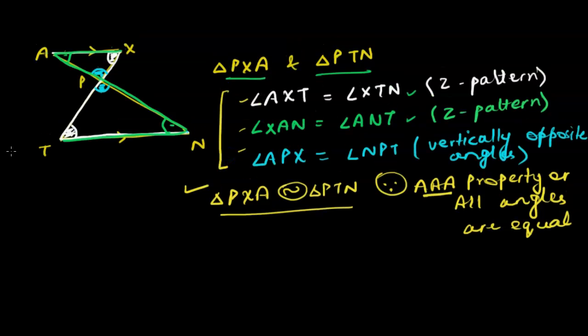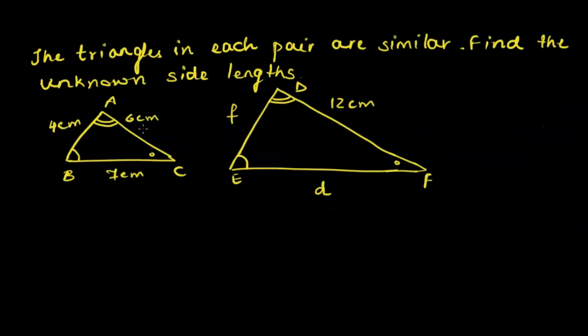Let's take up simple applications of similar triangles. Let's say we're given a question: the triangles in each pair are similar, find the unknown side lengths. So in this particular question, we are given the two triangles that are already similar, so we need not prove them similar. All we have to do is just find these unknown side lengths. So we have to find the value of F and the value of D. As we know, triangle ABC is similar to triangle DEF. We need not prove that the triangles are similar.